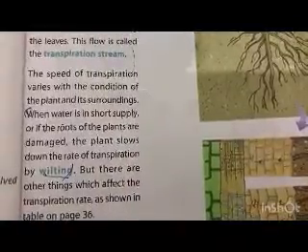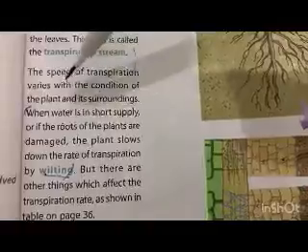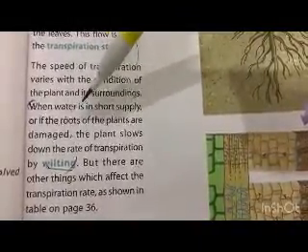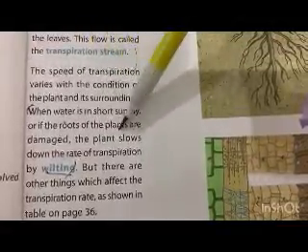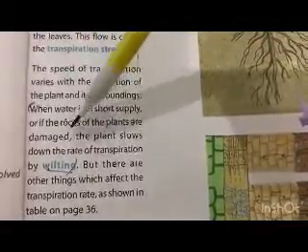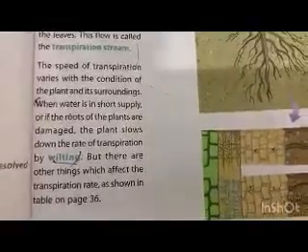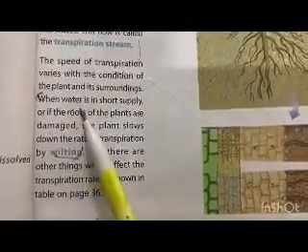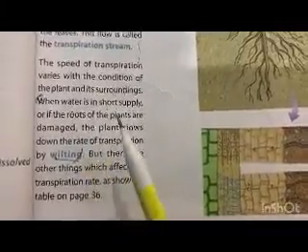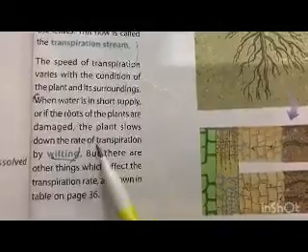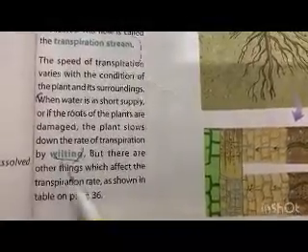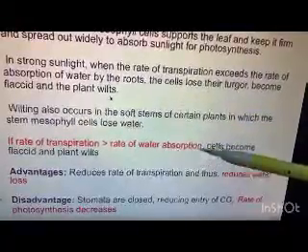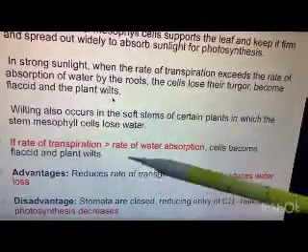The speed of transpiration varies with the condition of the plants and their surroundings. When the water is in short supply, or if the roots of the plant are damaged, the plant slows down the rate of transpiration by wilting. If the rate of water absorption decreases, cells become flaccid and the plant wilts.